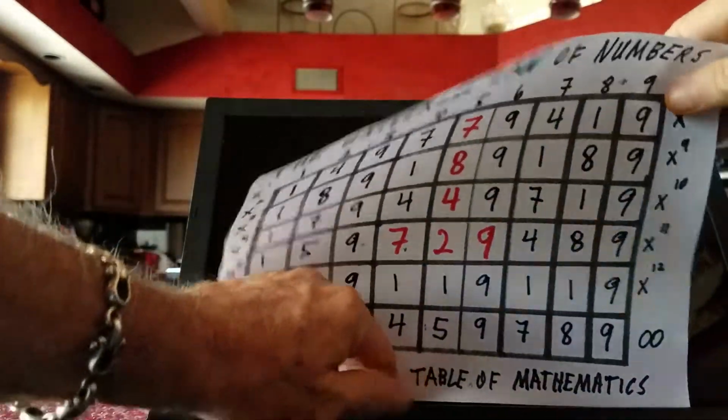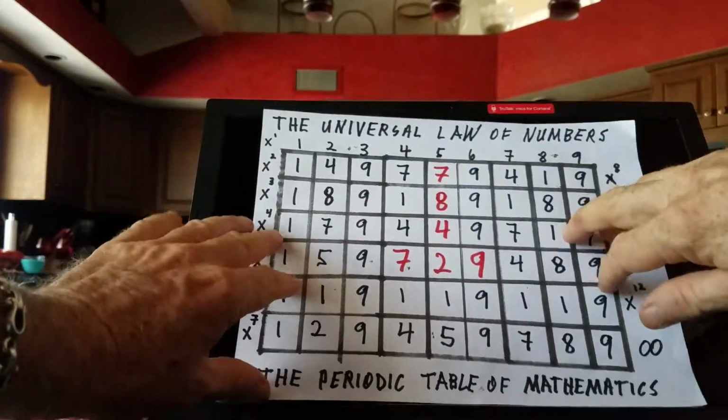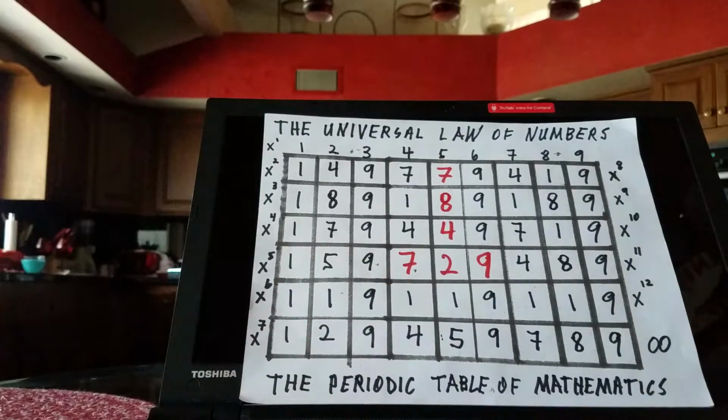Now, one thing I'm trying to point out once again is how the numbers can have different personalities. Even though they're the same number, they have different personalities, but they're always consistent. They will never deviate from their norm.